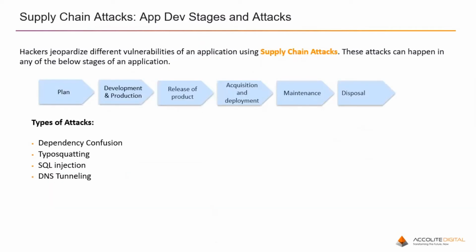Again, we are all aware that while following DevOps or DevSecOps, there are multiple stages, whether it is planning, development, product release, acquisition, maintenance, or disposal. And trust me when I say this, you can actually get any type of attack at any stage of the development pipeline. That's why we call them software supply chain attacks.